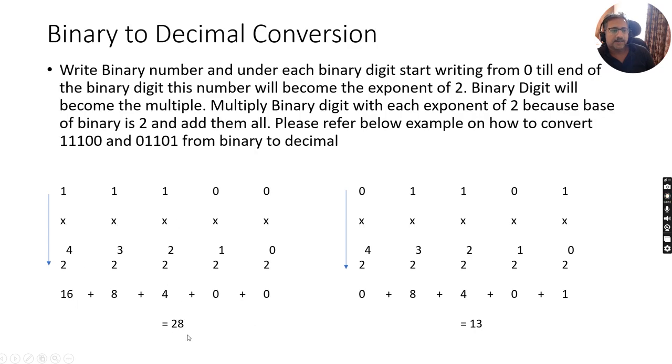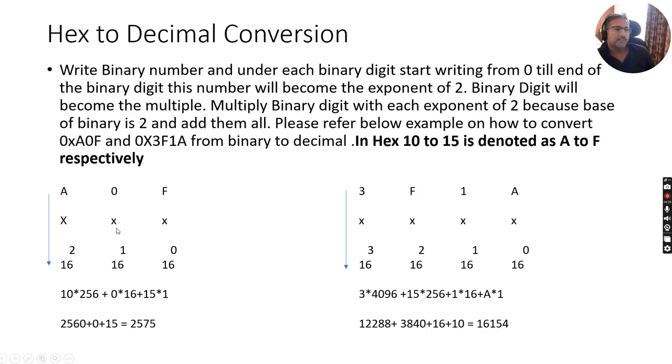So 11100 is represented as 28, and 01101 is represented as 13. So this is binary to decimal conversion. The same procedure applies for hexadecimal to decimal conversion, provided the base of the system is 16. So here is the example. A0F is represented as 2575. 3F1A is represented as 16154.